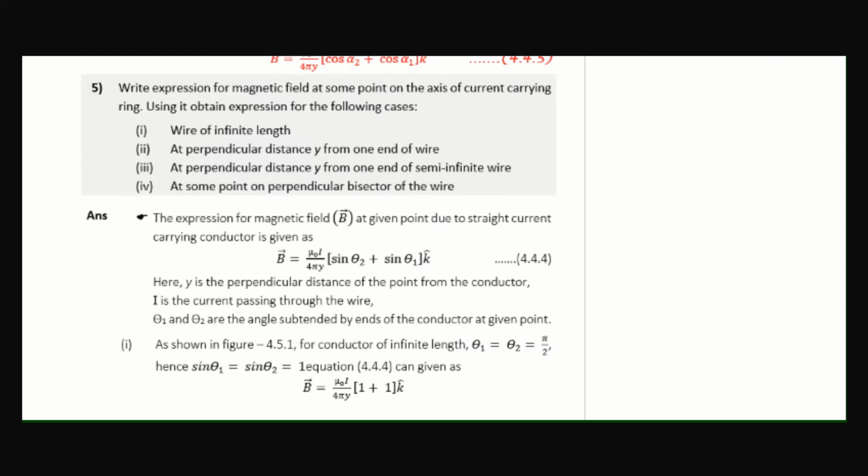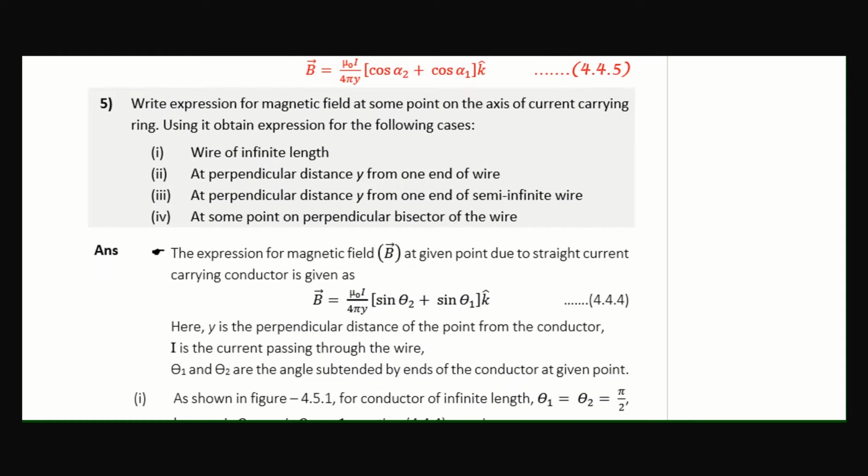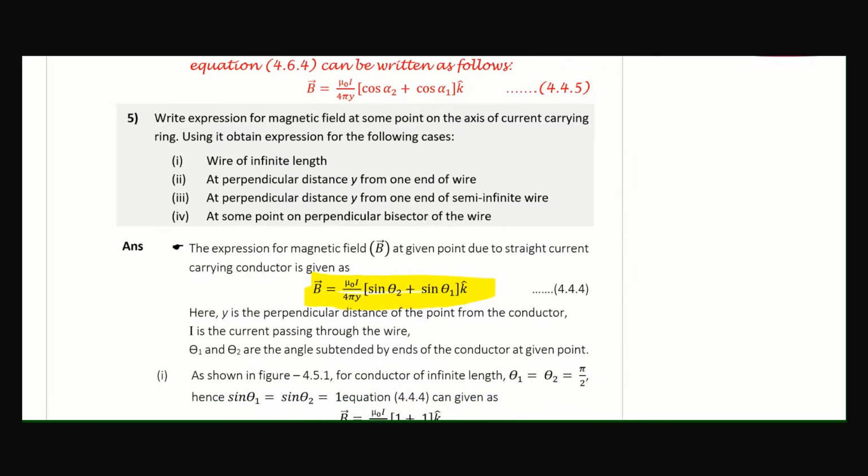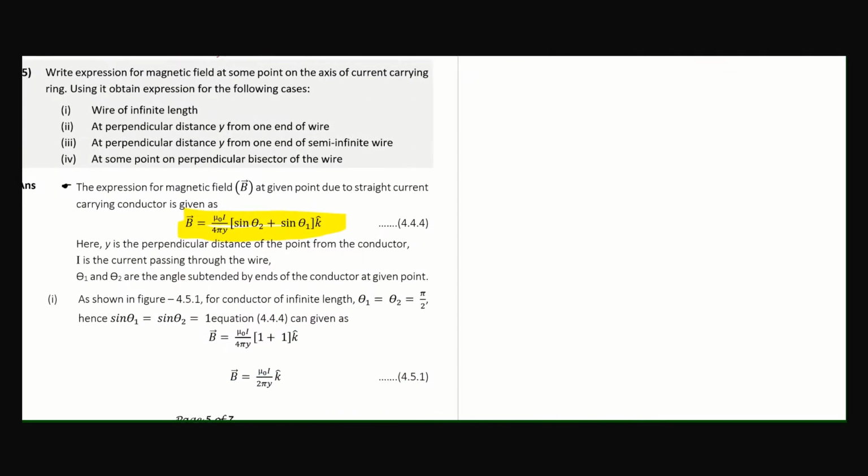Hello students, from the previous video we have this formula of magnetic field due to a straight wire carrying current. So what is the formula? B is equal to mu 0 I by 4 pi y (sine theta 1 plus sine theta 2). Now what is theta 1, what is theta 2 here? I'd like you to recall the formula and the figure as well.